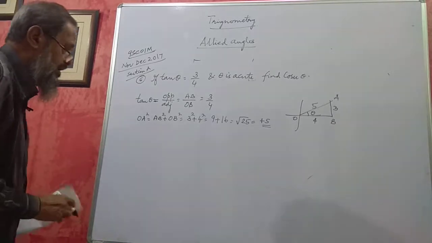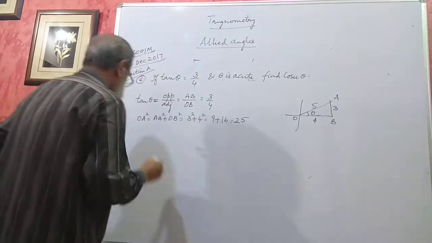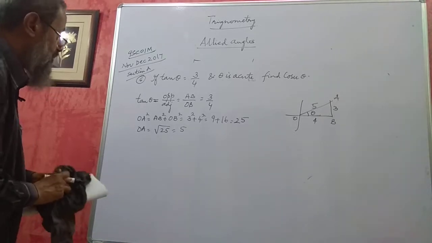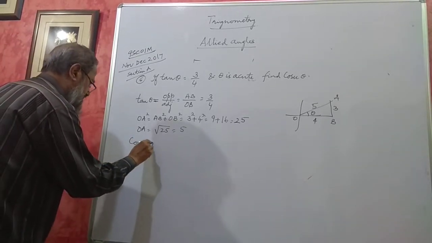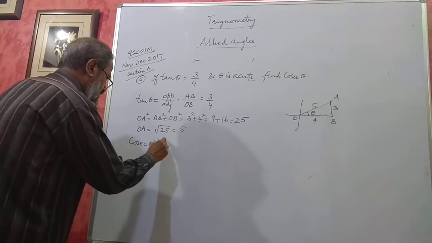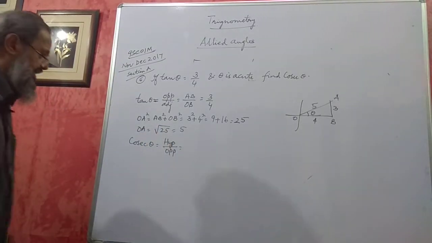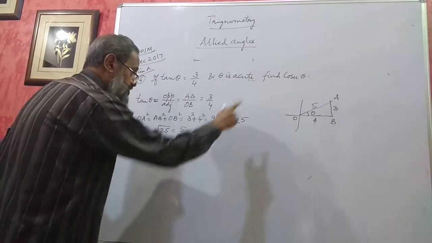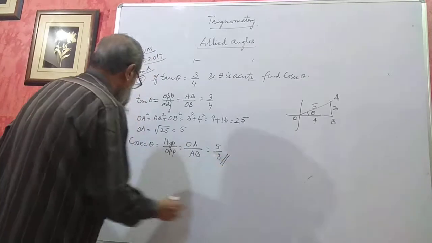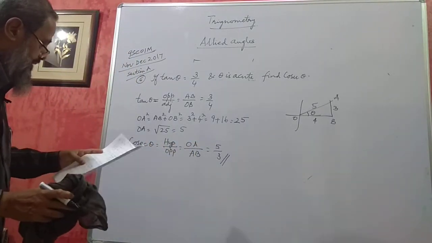3, 4, 5. So, sorry, this is 25. So OA will be root of 25, that will be 5. Okay, OA is 5. So what he wants is, he wants us to find out cosec theta. Cosec is the reciprocal of sine, that is hypotenuse by opposite. You have to keep writing these formulas so that you become familiar. Hypotenuse is OA, opposite is AB, so 5 by 3. This is the value of cosecant theta. If tan theta is 3 by 4, then cosecant theta will be 5 by 3, carries 2 marks.